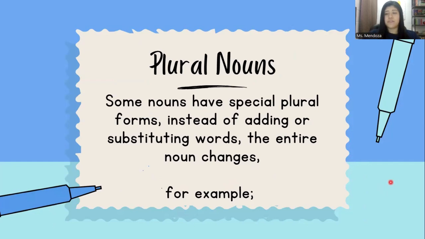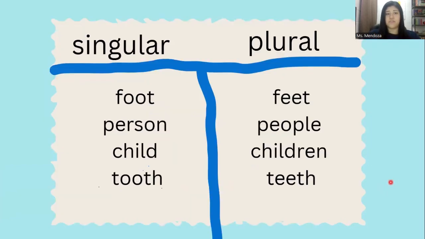So now let's take a look at one last rule for our plural nouns. Some nouns have special plural forms. Instead of adding or subtracting letters, the entire noun changes. So let's look at some examples. Some of our singular words could be foot, person, child, and tooth.